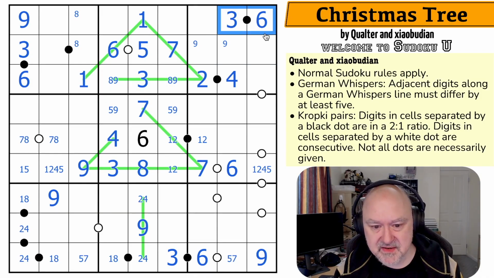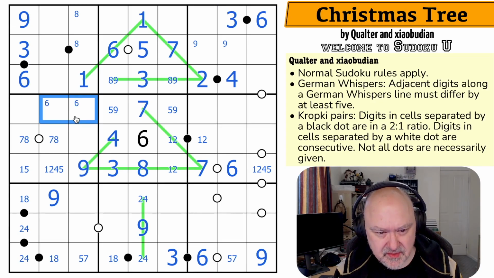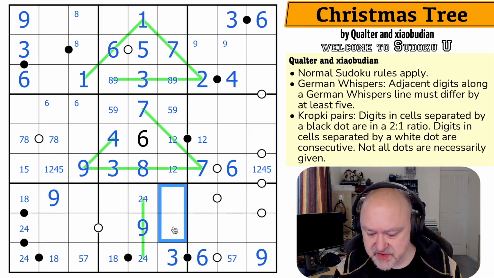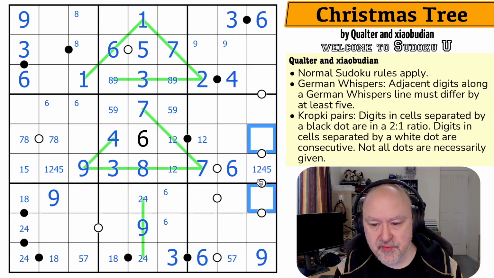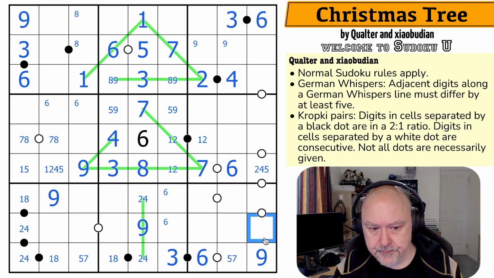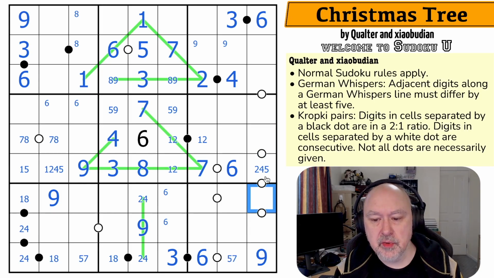Now, does that actually take me any further? I know 6 is in one of those two. Actually, don't think it does. Well, 6 is in one of those two, but yeah. So what do we know here? This can't be a 1, because if this is a 1, both of those would have to be a 2. If this is a 2, we'd have to go 1, 2, 3, 4.